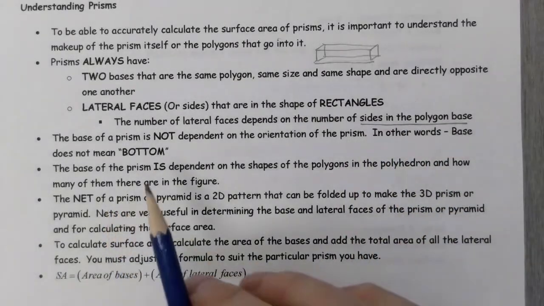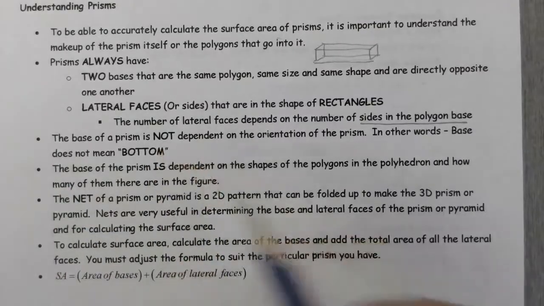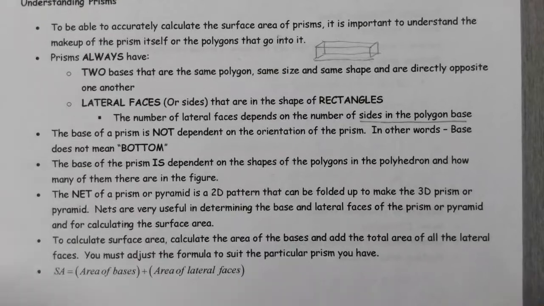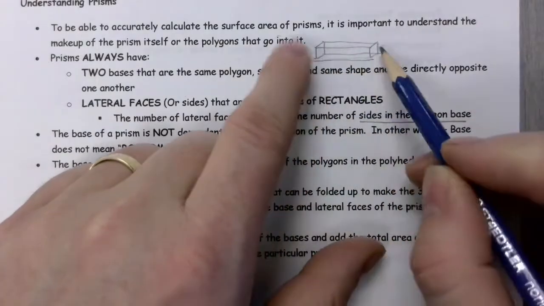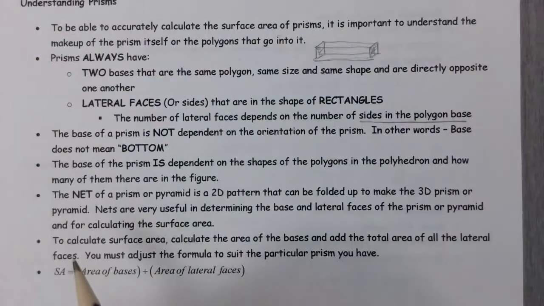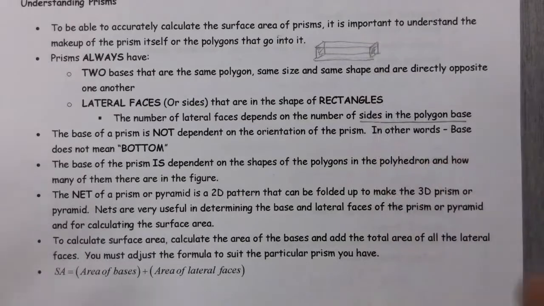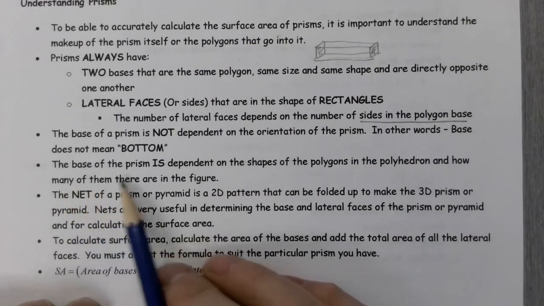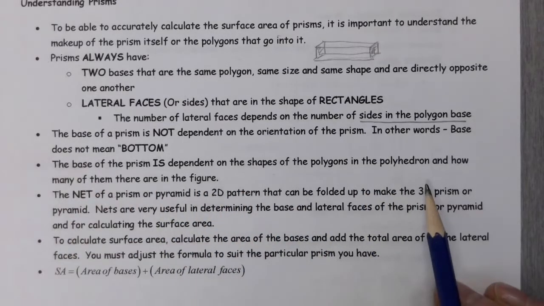Here's a little point to be made. The base of the prism is not dependent on the orientation. Base doesn't mean bottom or top or whatever. Even though this one is lying on one of its lateral faces, these are the two bases. It's often very easy to get confused by that, because we use the word bottom slightly differently when we're just talking about things. The base of the prism is dependent on the shapes of the polygons in the polyhedron and how many of them there are in the figure.